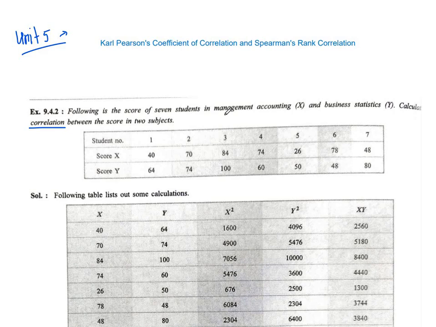Okay, hello students. So in today's video lecture, we will discuss two important topics related to Pearson's coefficient of correlation and Spearman's rank correlation.